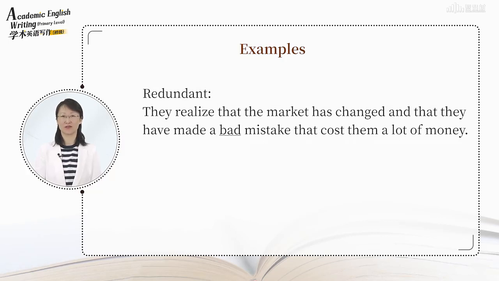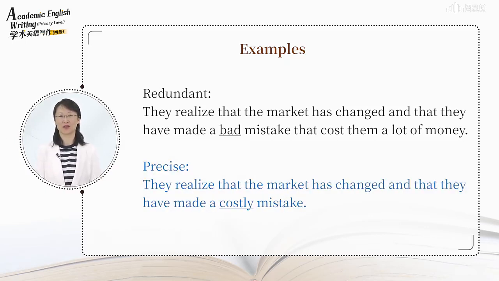Similarly, instead of, they realize that the market has changed and that they have made a bad mistake that cost them a lot of money, we can write, they realize that the market has changed and that they have made a costly mistake. In the original sentence, the relative clause that cost them a lot of money is needed to specify how bad the mistake is. In the second version, the writer directly defines the mistake as costly, which makes the writing clear and concise.